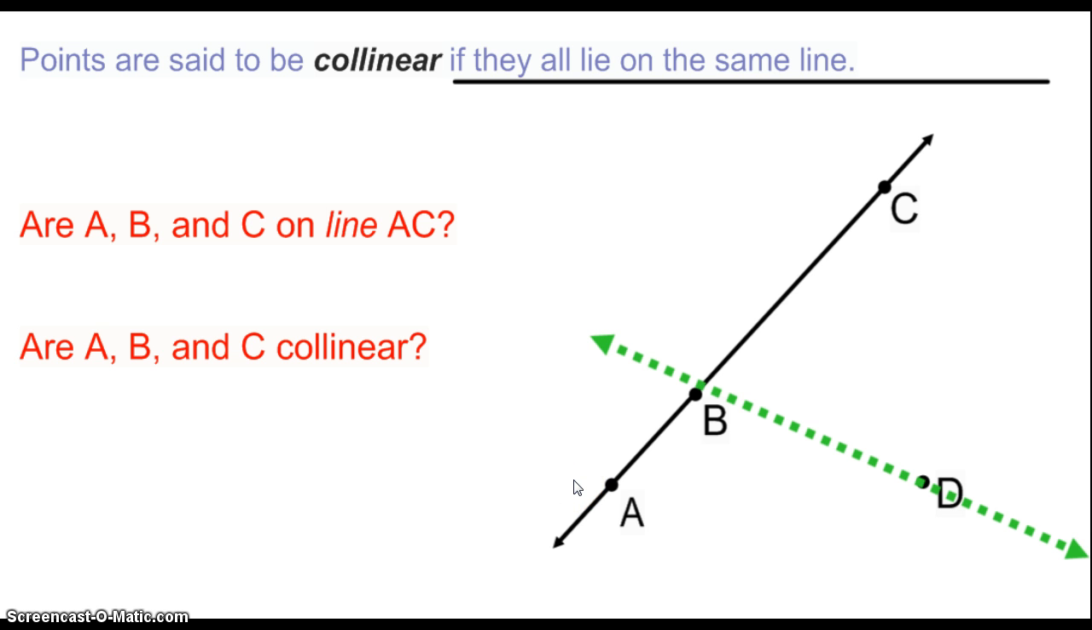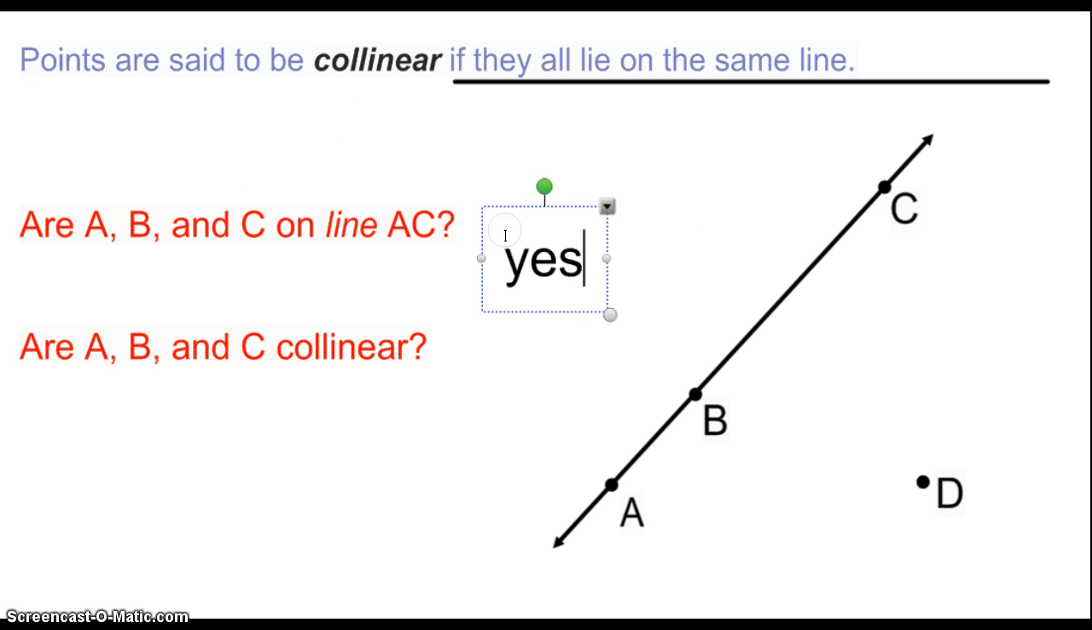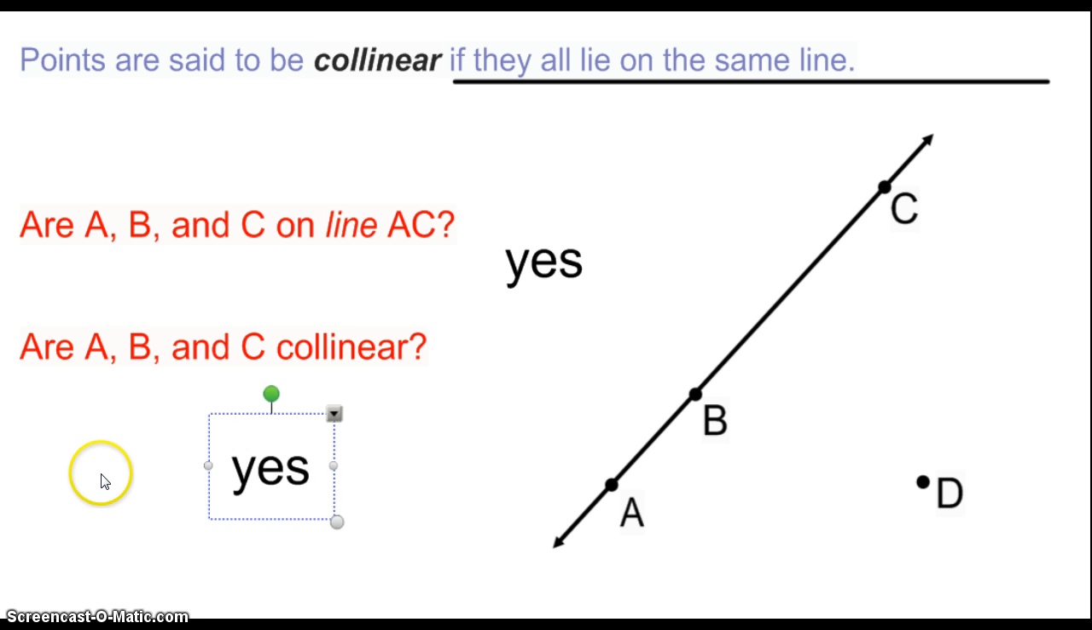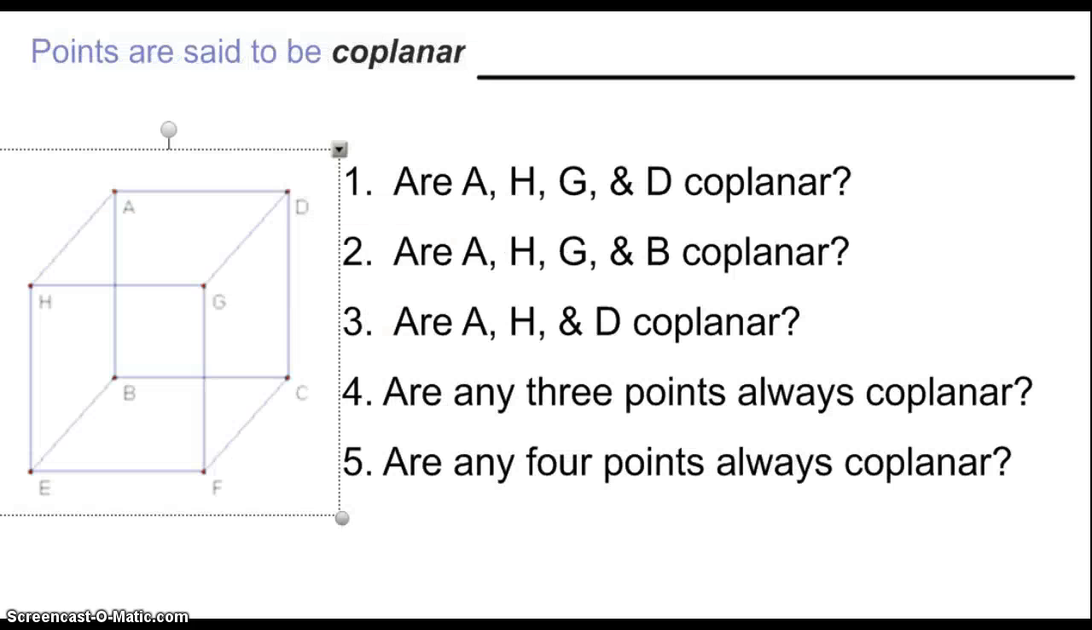Co meaning two, linear, that is the definition. Any 2 points are collinear. But 3 points can be collinear if they are on the same line. So are A, B, and C on line AC? Our answer is yes. And then are A, B, C collinear? Yes. Are A, B, D collinear? No. A and B are, A and D are, but A, B, and D are not collinear. So you do have to understand what collinear means, and you have to understand what coplanar means.